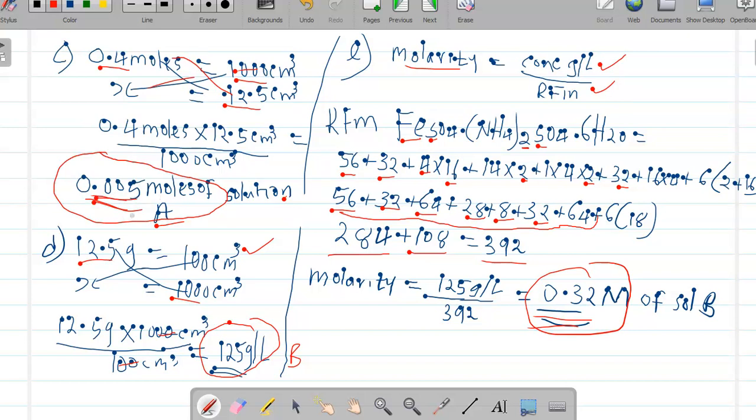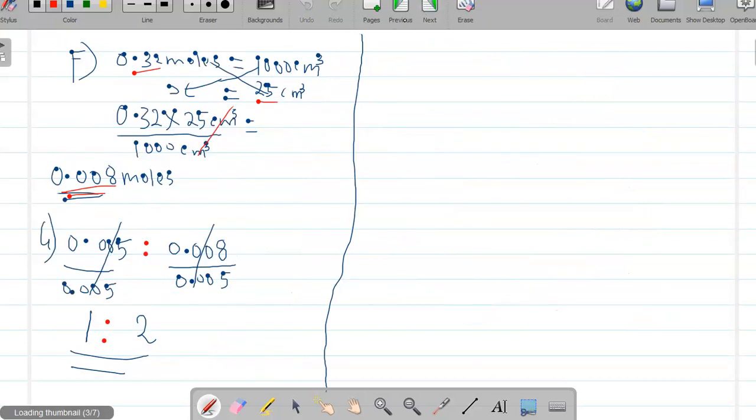Then, since we have the number of moles of solution A, we have to get the number of moles of solution B. The number of moles of solution B is also here, the one that we have obtained right now. Then, to get the ratio of solution A to solution B, you write solution A to B. This is the number of moles of solution A, and this is the number of moles of solution B. You divide both sides by the smallest value. The smallest value here, when you compare 0.008 and 0.005, is 5, which is less than 8.